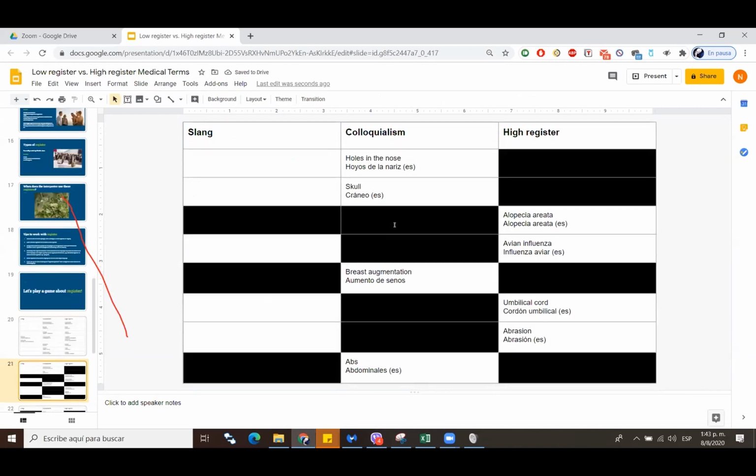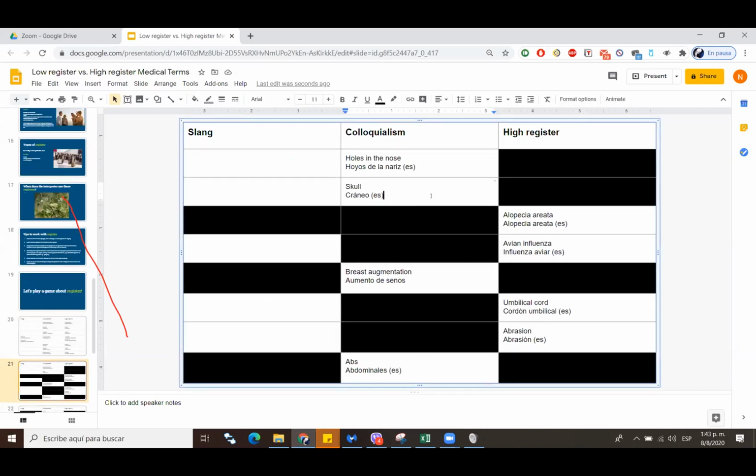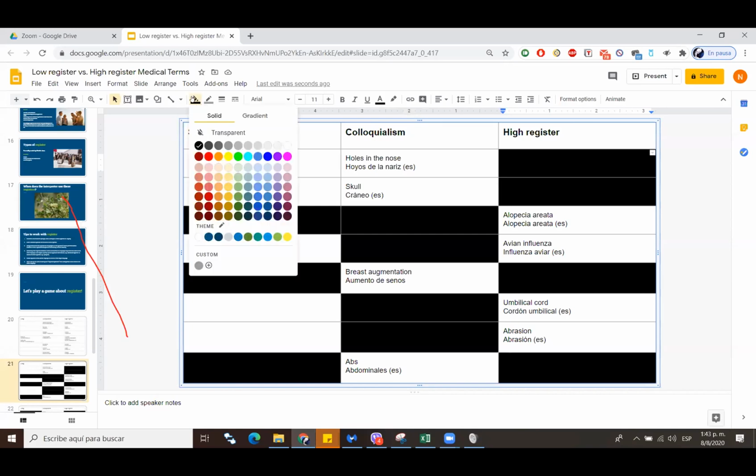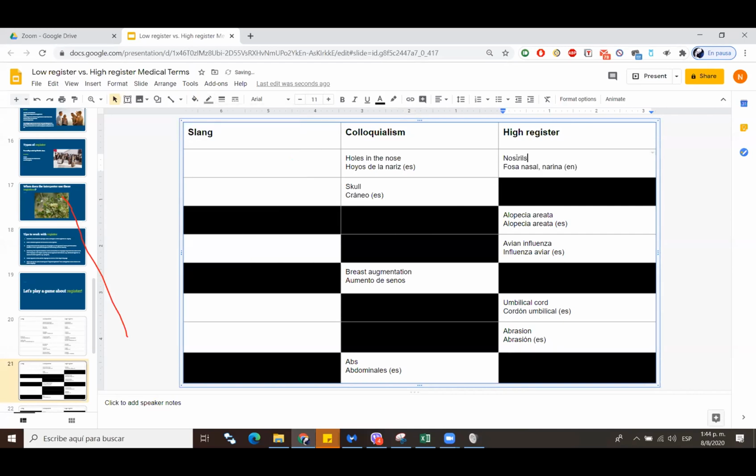Okay, there is another one. Holes in the nose. Nostrils. Yes. And do you know how to say it in Spanish? Fosas nasales. Yes, fosas nasales, but you will find out that you can say narina. Who would have thought? Are you finding the translations in case you don't know them, maybe for the beginners? I hope you are.